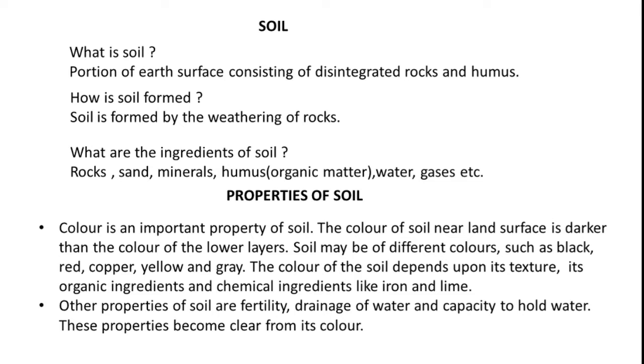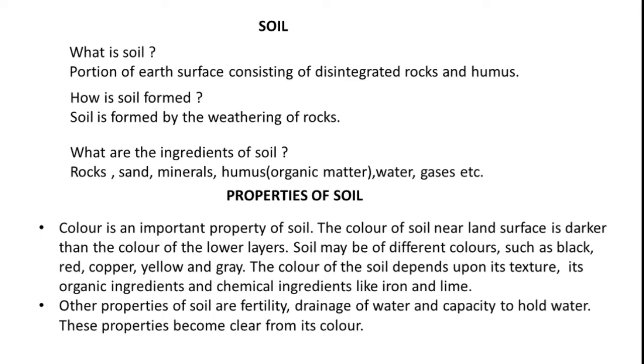Soil. Let's recall what you have studied in Standard 6. What is soil? Portion of Earth's surface consisting of disintegrated rocks and humus. Humus means organic matter. How is soil formed? Soil is formed by the weathering of rocks. What are the ingredients of soil? Rock, sand, minerals, humus, water, gases, etc.